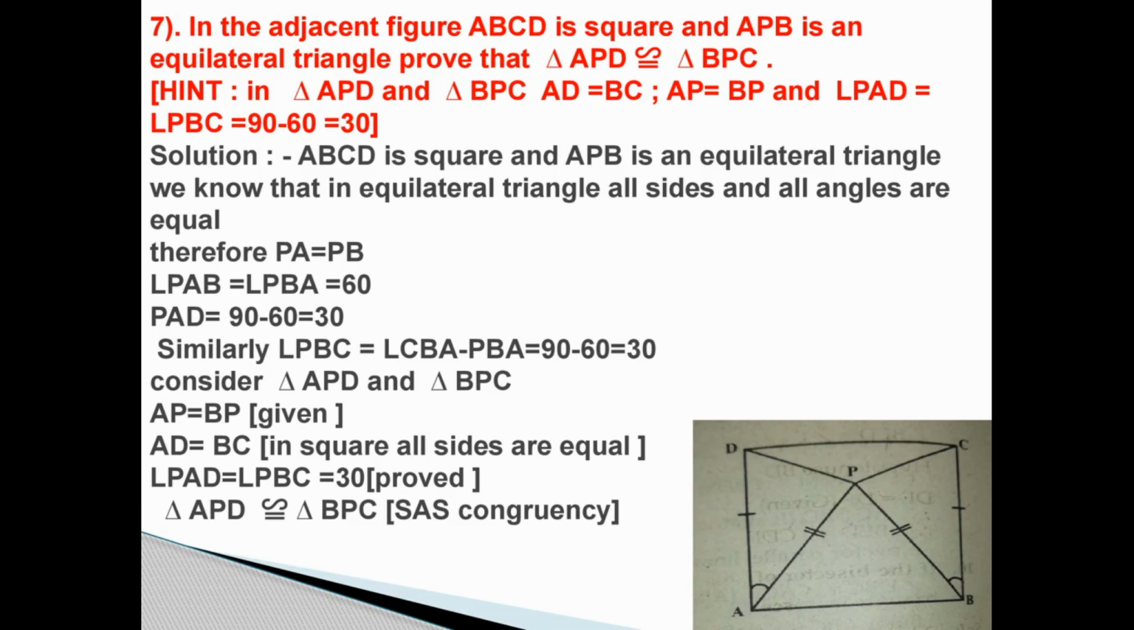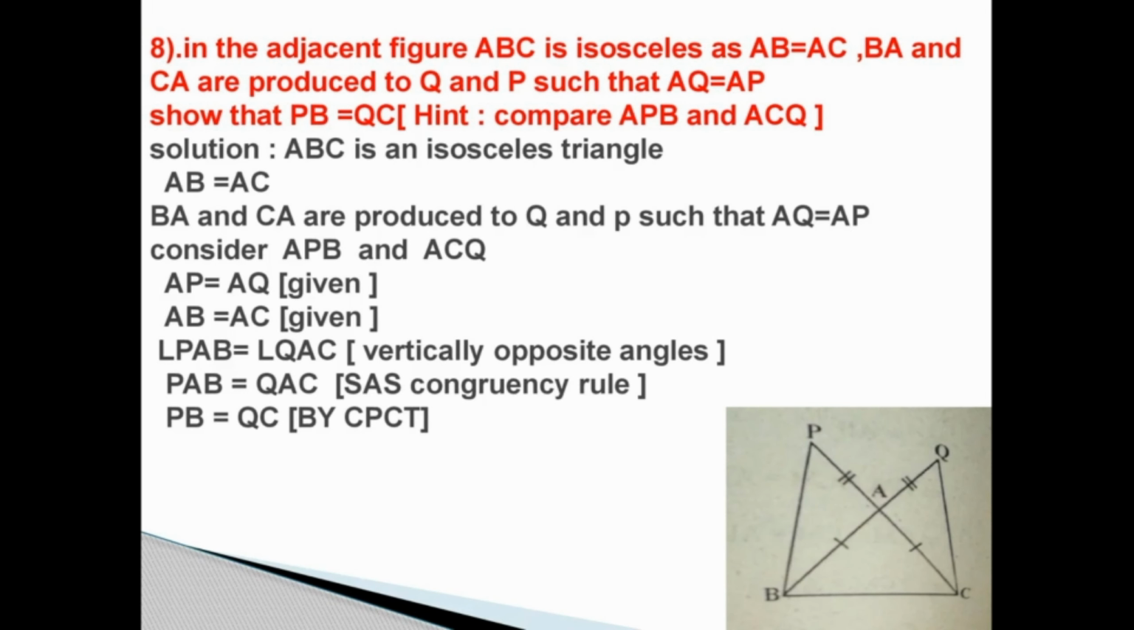Next, in the adjacent figure, ABC is an isosceles triangle as AB is equal to AC. BA and CA are produced to Q and P such that AQ is equal to AP. Show that PB is equal to QC. Hint: compare triangles APB and ACQ.